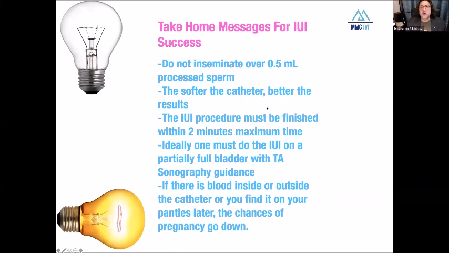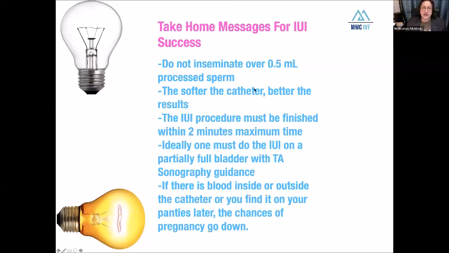What are the take-home messages for IUI success that both patients and doctors must know, at least in the back of your minds? Do not inseminate over 0.5 ml. Many times, general gynecologists depend on pathology labs to send processed samples to their rooms, and they send a vial of 1 ml. Please do not take till the last drop. Do not go more than 0.4 ml of processed sperm when you do an IUI.